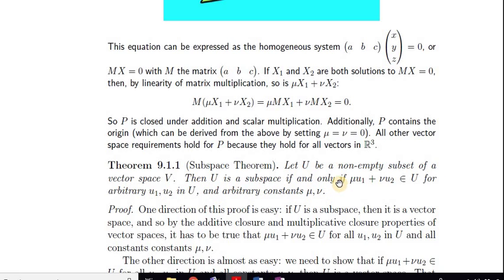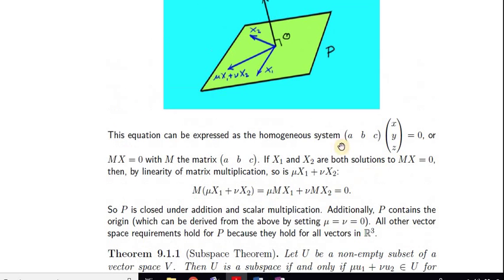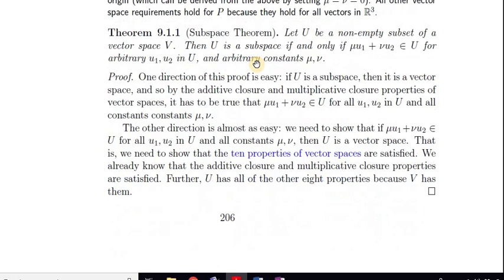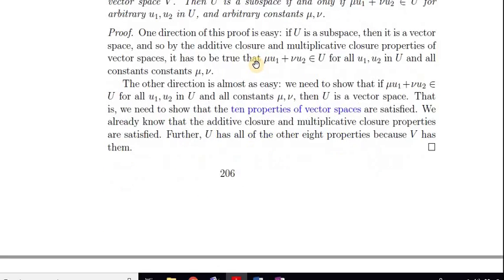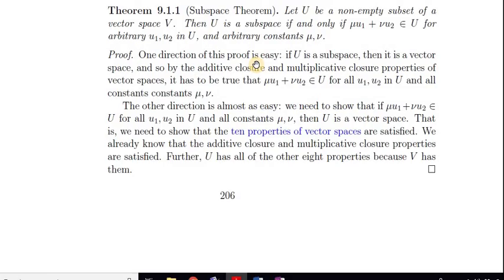In other words, take any two vectors in your subspace, form any linear combination of those, and it must still be in the subspace. And again, if you go back to the plane and see that example, take this x1 and x2, any arbitrary linear combination of x1 and x2 must be in the plane. So keep that picture in your mind, and it will help you to understand. And now, the proof is pretty straightforward.